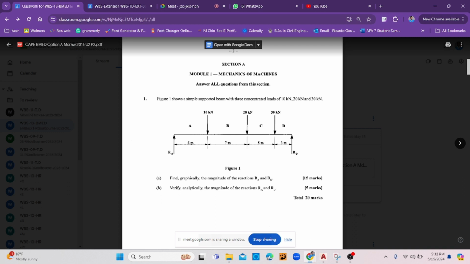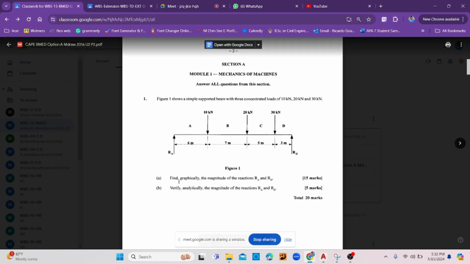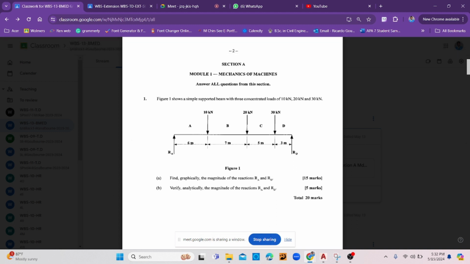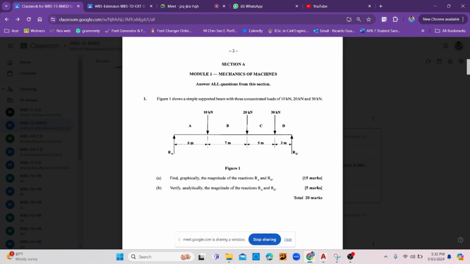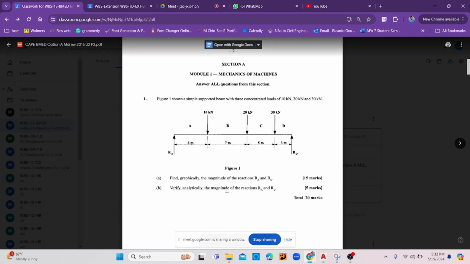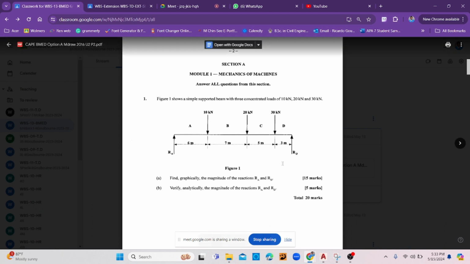Here they want you to find graphically the magnitude of the reactions RA and RD, and then verify the reactions that you have just graphically determined analytically, meaning that you're going to do the calculation. For the graphical method, because it requires a bit more work, it's 15 marks, and for the analytical version, which is you doing the calculation, that's 5 marks, for a total of 20 marks.